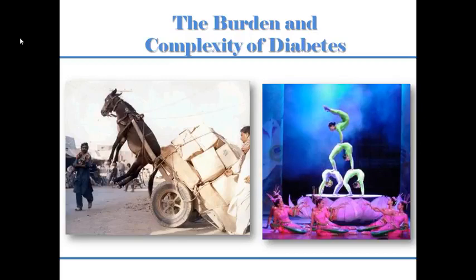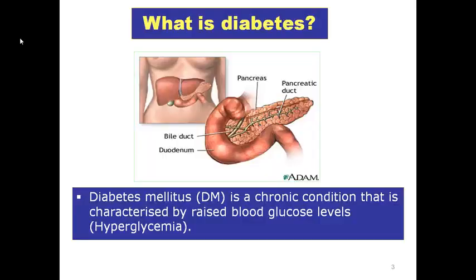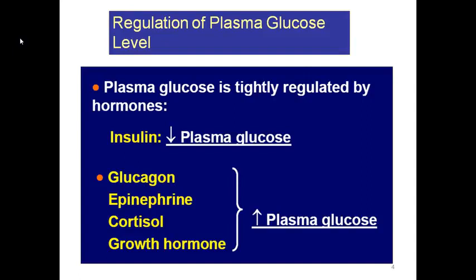It's a very complex disease with a lot of complications, and it has put a lot of burden on our society. You can see that. So what is diabetes? Diabetes mellitus is a chronic condition that is characterized by raised blood glucose level, which is also called hyperglycemia. So a condition which causes increased glucose is called diabetes mellitus.